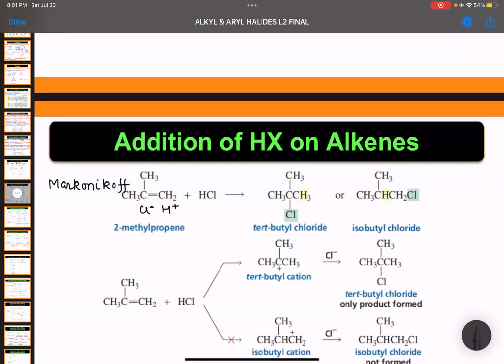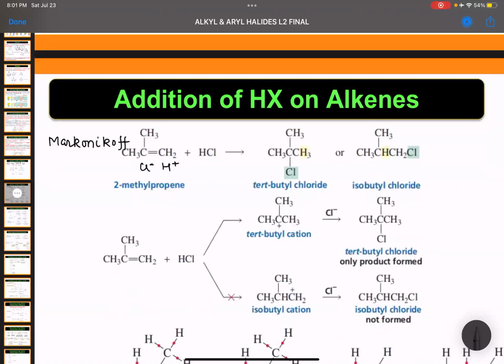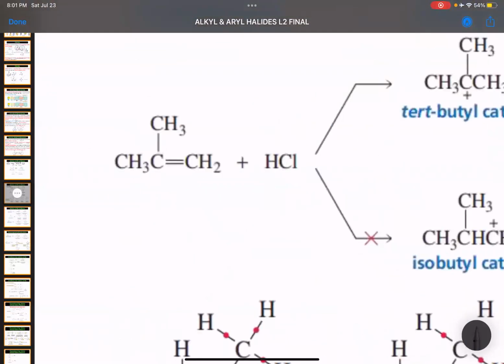For symmetrical, you don't have to bother at all because both the carbons are the same. You can connect H plus to any of the carbons. In this case, you need to think whether I should connect H plus on this carbon or H plus on that carbon. You need to think in this way or in that way, right?